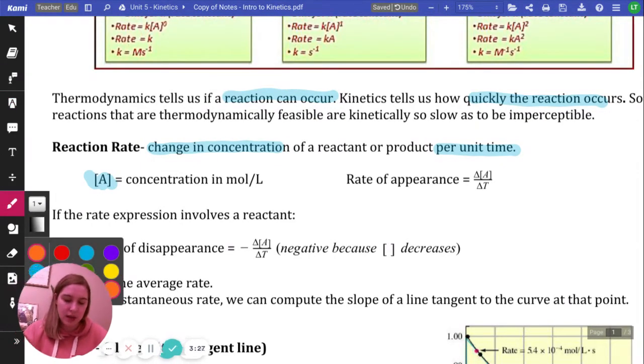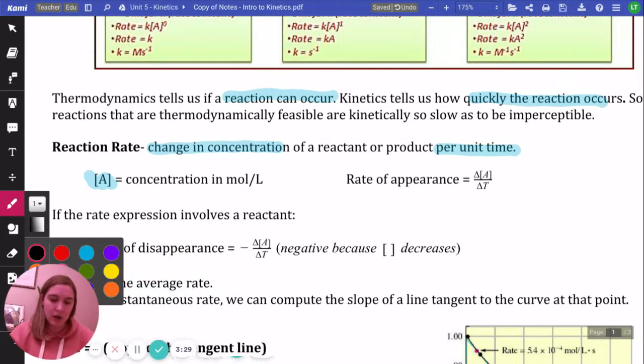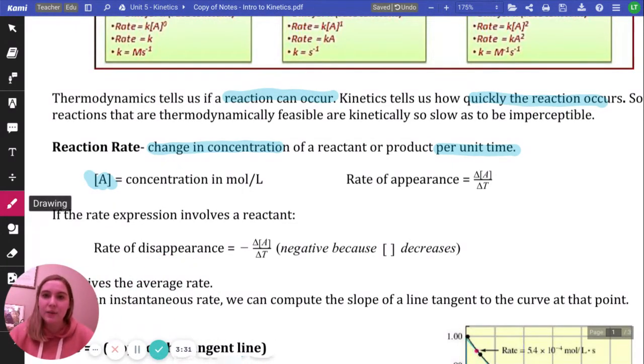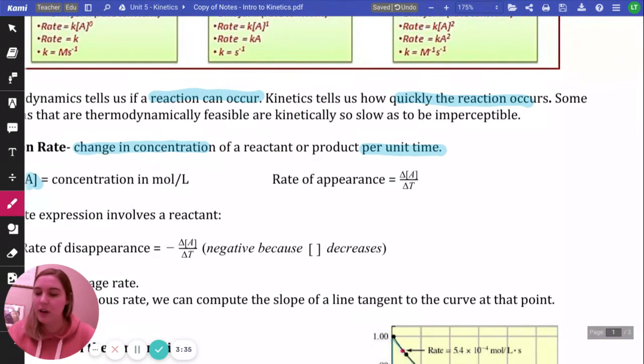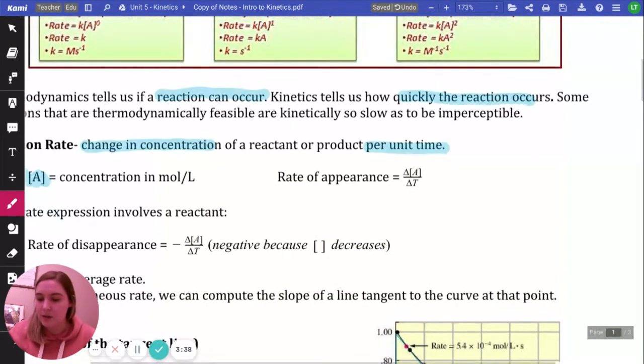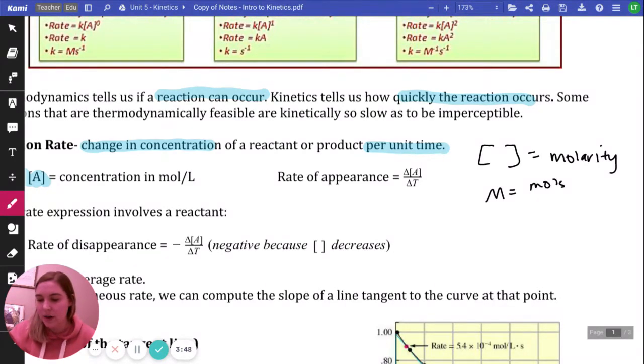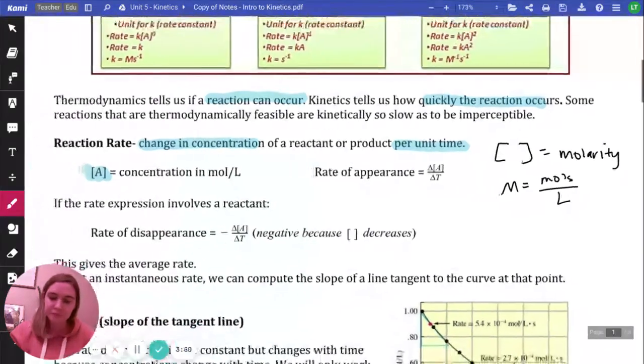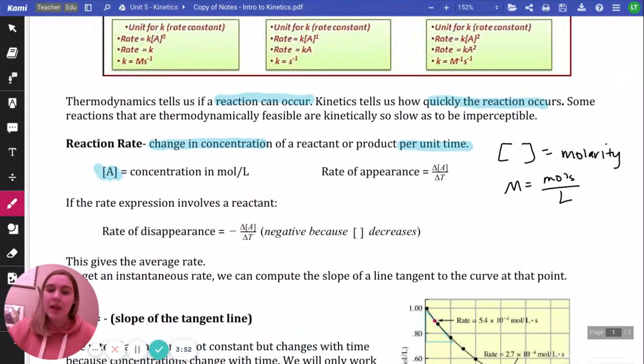All right, so we want to look at our concentration, and concentration would be units of molarity. That's what those square brackets mean. Anytime you see those square brackets, we are talking about molarity, which, if you remember, molarity is equal to moles divided by liters. Okay, and our reaction rate can be of a reactant or of a product.